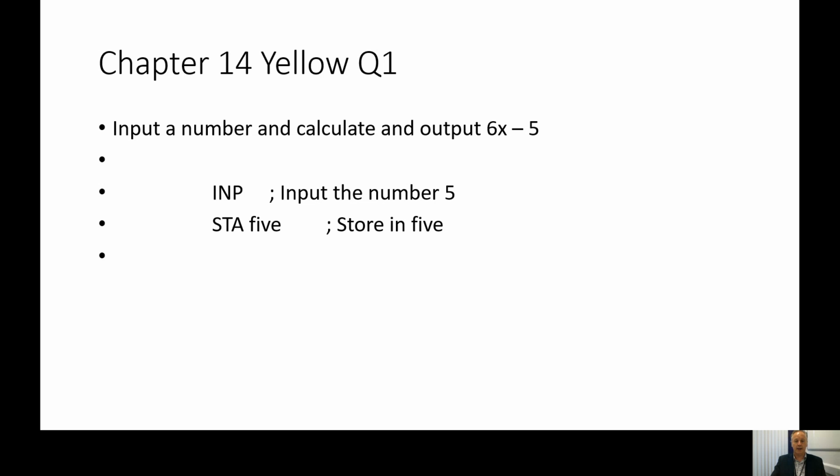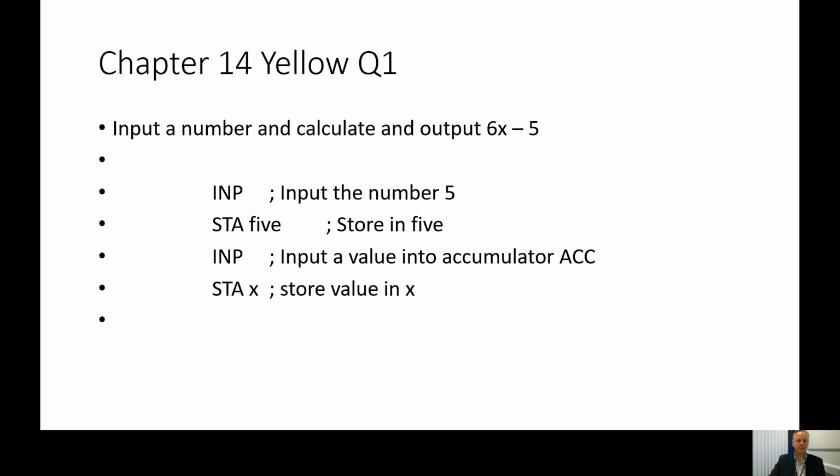You're then going to store that value of 5 in that variable part of the memory called 5. Next up, you then have to input a value into the accumulator. So that's going to be the value x that you're going to key in. Then you're going to store that value in x. So you input the value and then it'll be stored in x. Okay, so just the value that is keyed in, the actual number you key in, will be stored as x.